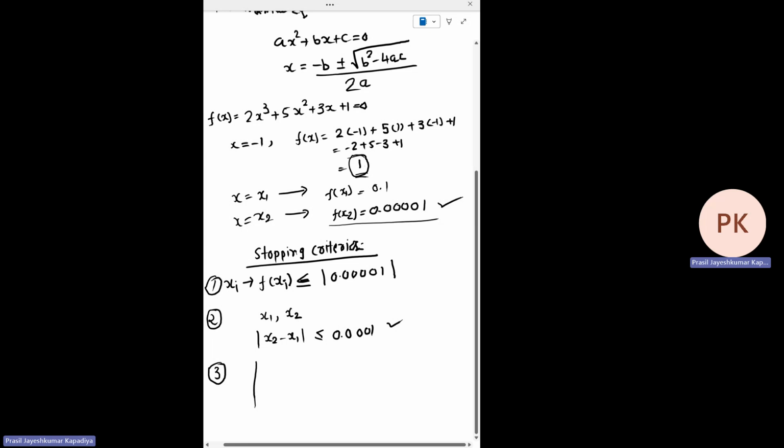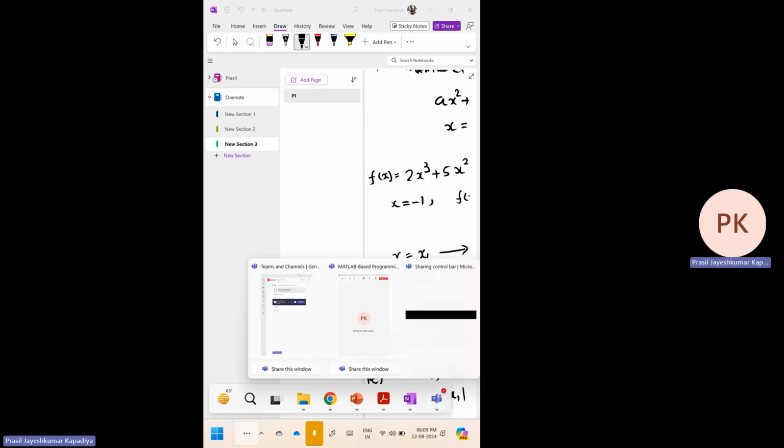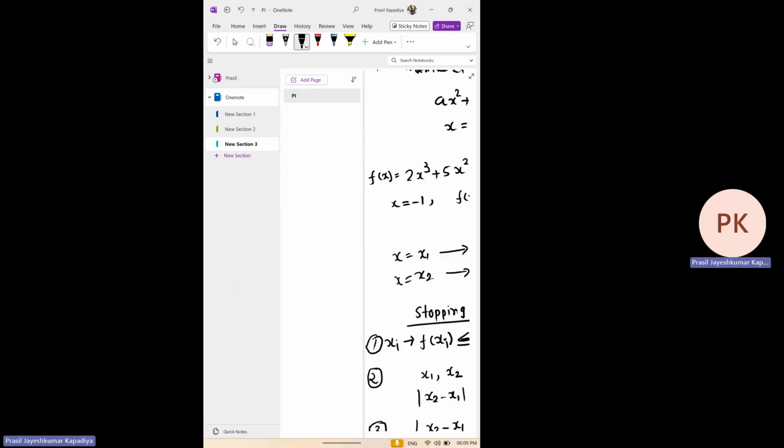Another criteria can be, we can take x2 minus x1 divided by x1, with respect to one of the values. And if this matches, then this is our stopping criteria and this is our solution. So when we are programming, or writing our own code, we need to provide one stopping criteria to find a solution, or to find a place where one should stop.